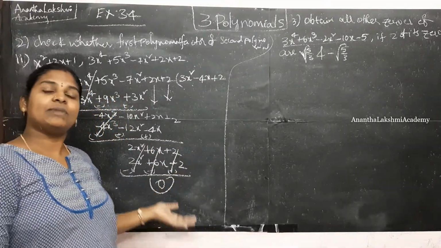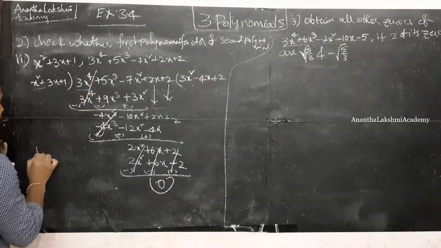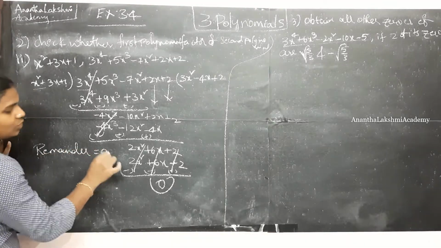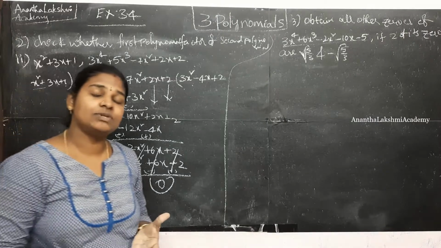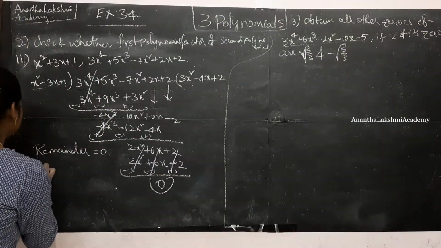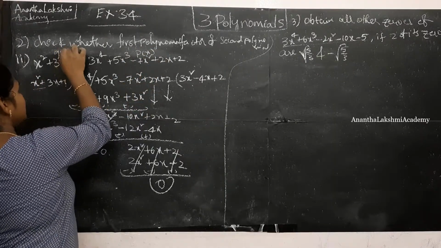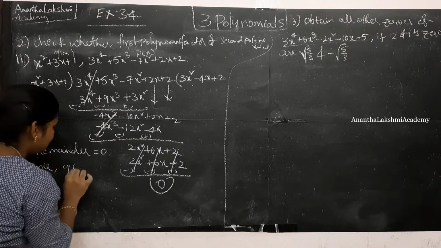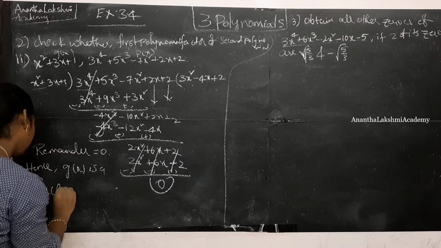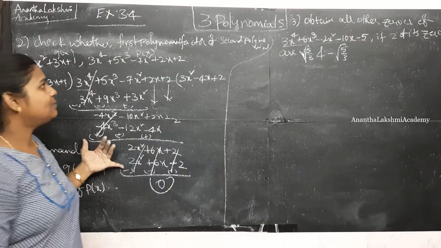What is it when the remainder is 0? When the remainder is 0, remainder is equal to 0. While explaining the concept, what did I say? G of x becomes the factor of p of x when the remainder is 0. Hence, if we assume this as p of x and this as g of x, hence g of x is a factor of p of x. Alright, that is about problem number 2.